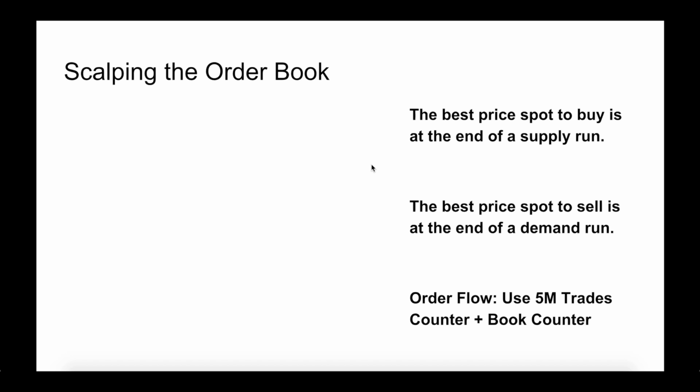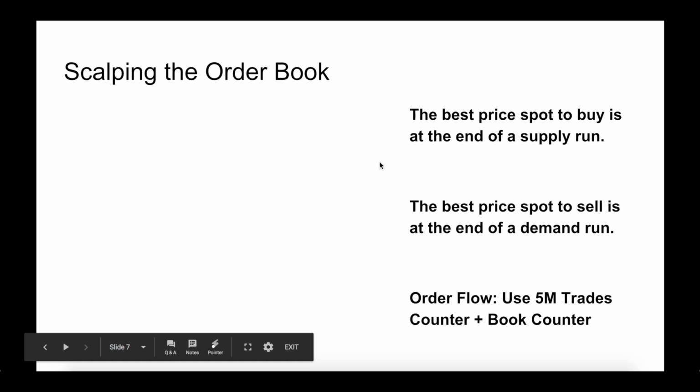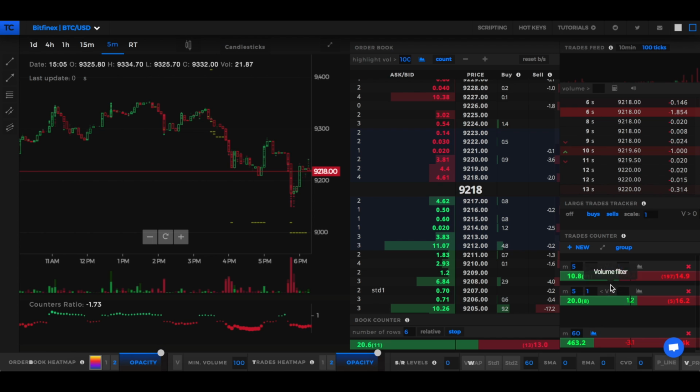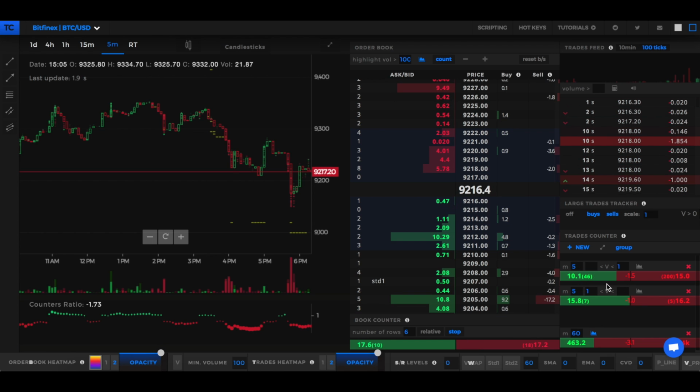So finally, the last thing that I wanted to add to this before we go into some order book dynamics is to talk about how you can actually use order flow to look at supply runs and to look at demand runs. So we're going to use two tools, the book counter and the trades counter. When we look at the trades counter, this is going to show us how much volume has been transacted on a supply or demand run.